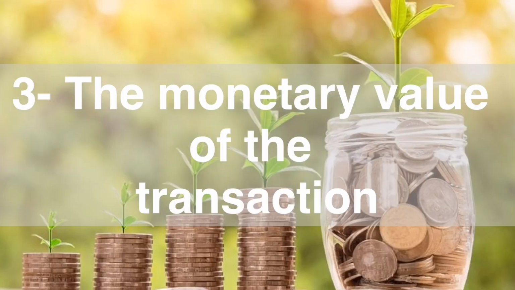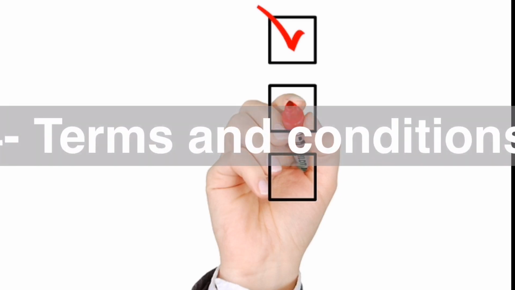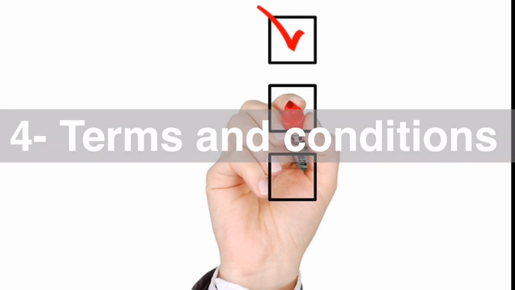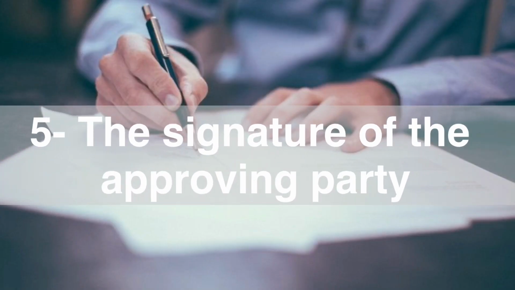The second piece of information that is very important is when the business transaction occurred. And of course, the third is the monetary value of the transaction and its currency. The fourth is the terms or conditions of the transaction, which were basically agreed upon by the business parties, for example, delivery terms or payment terms. The fifth is the signature of the approving party. This serves as evidence that the transaction was authorized and the document is authentic.